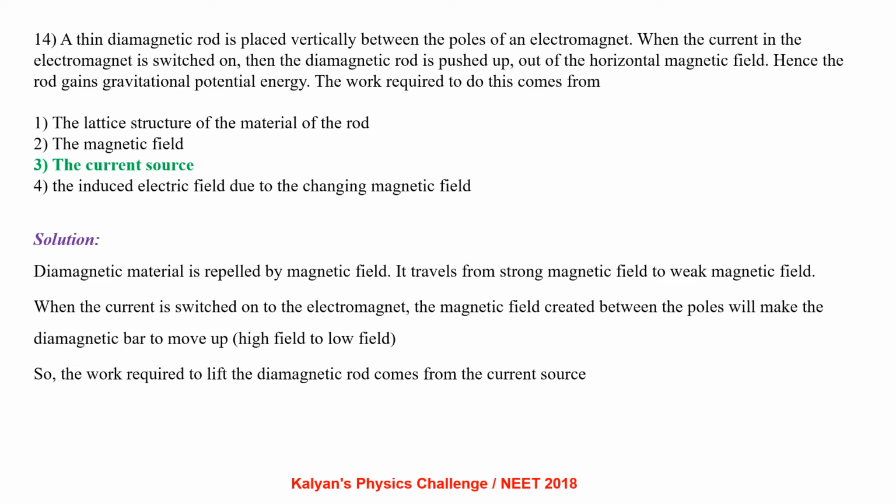Diamagnetic materials are repelled by magnetic fields, that is, they travel from stronger magnetic field to weaker magnetic field. When the current is switched on in the electromagnet, the magnetic field created between the poles will make the diamagnetic bar move up, that is, high field to low field. So the work required to lift the diamagnetic rod comes from the current source.